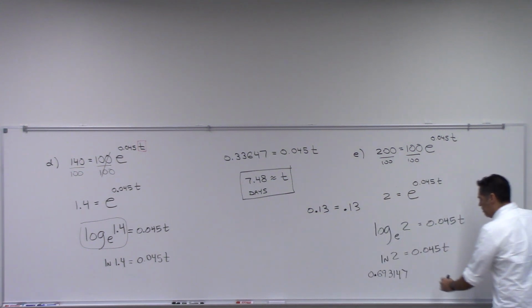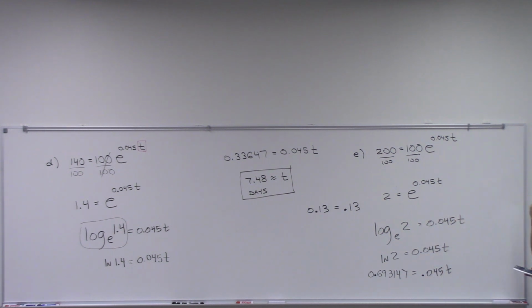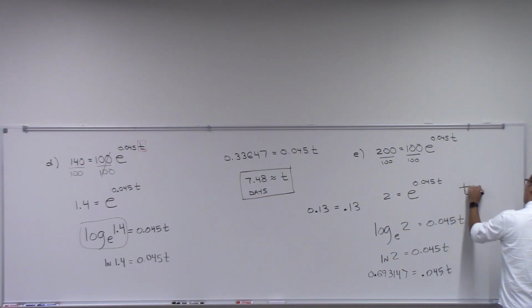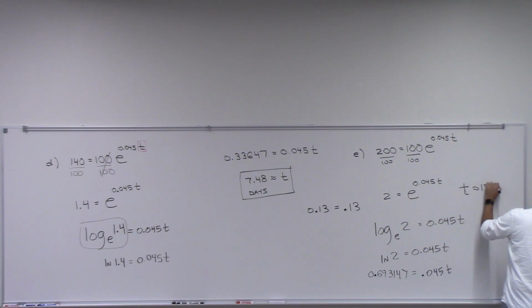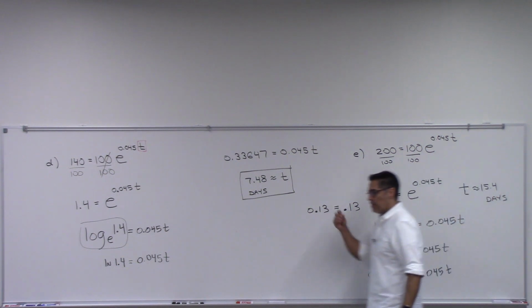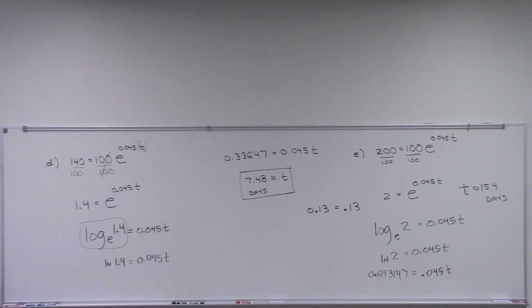Okay, so over here, do this again. See, if I just do .045t, that's the same exact thing. All right, do my calculation. 15.4. t is approximately 15.4 days. There we go. We're done. All right, what do you think? That pretty okay? Nothing crazy?